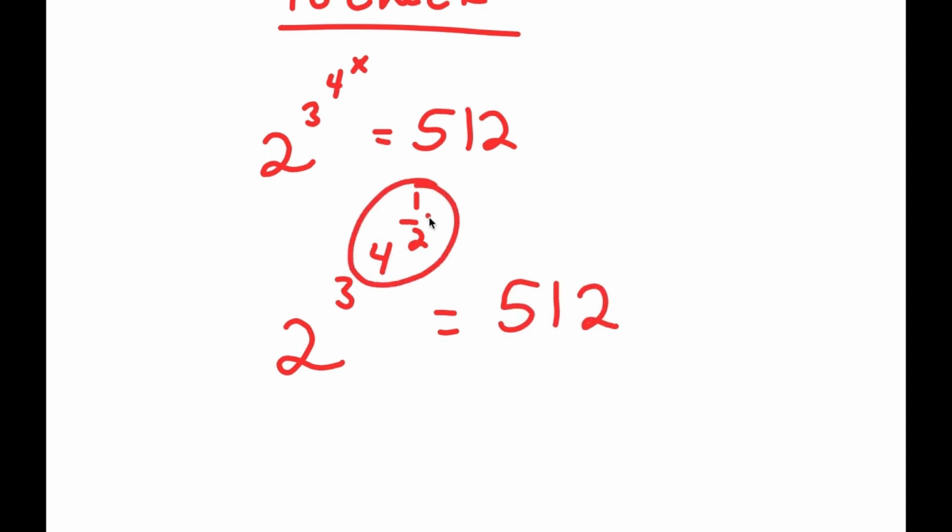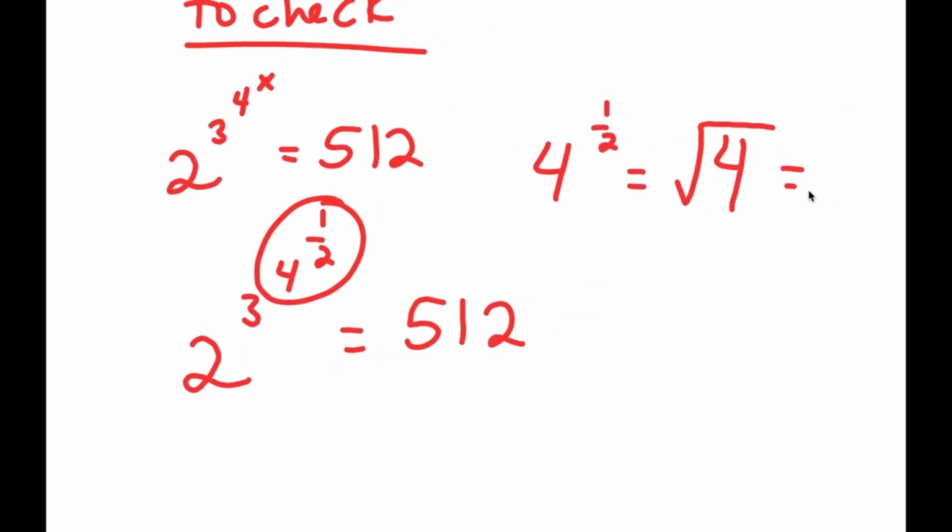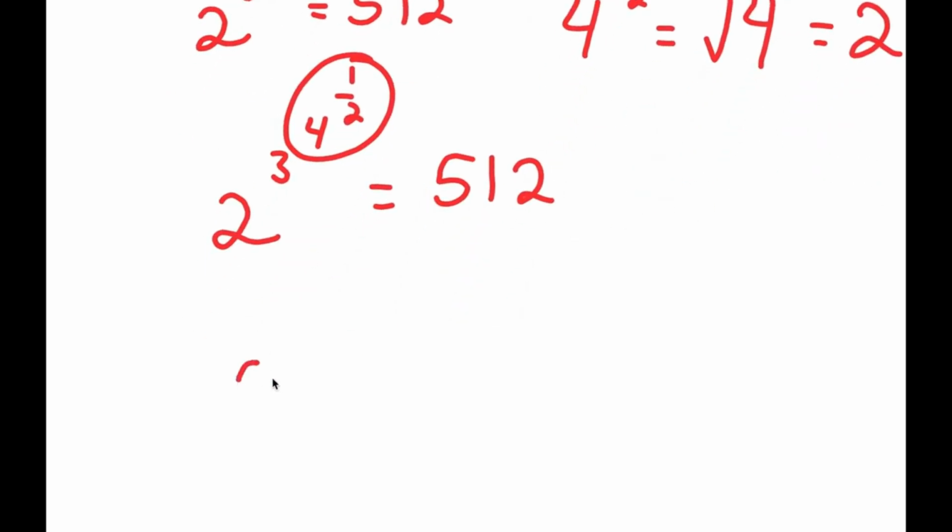So I first start with 4 to the power of 1/2. Now 4 to the power of 1/2 is the same thing as the square root of 4. And the square root of 4 is equal to 2. Meaning I have 2 to the power of 3 to the power of 2 is equal to 512.